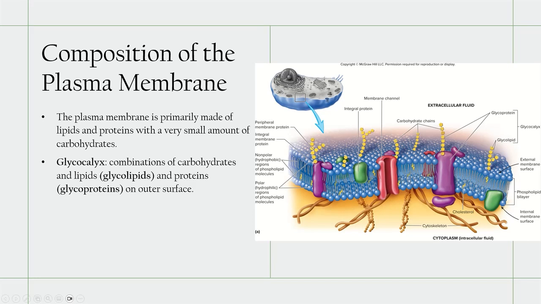One example here that the textbook provides is the glycocalyx. This is a combination of carbohydrates and lipids, so glycolipids, and proteins, glycoproteins. These molecules kind of hybridize together, as you can see here, right? And this should be like a glycoprotein here. It helps communicate with cells surrounding this cell, or it helps bind and identify other molecules outside the cell.